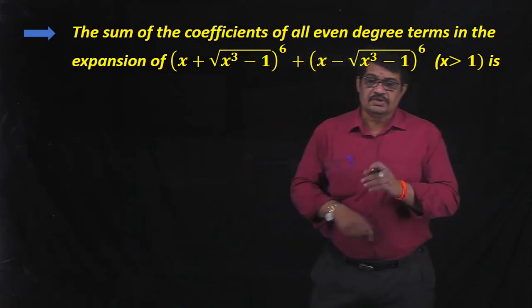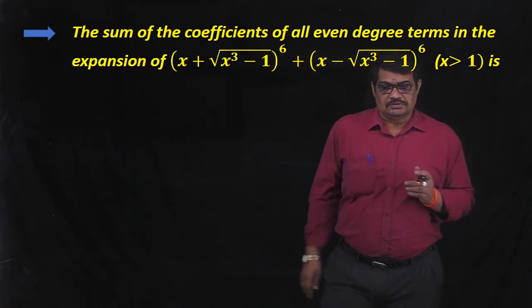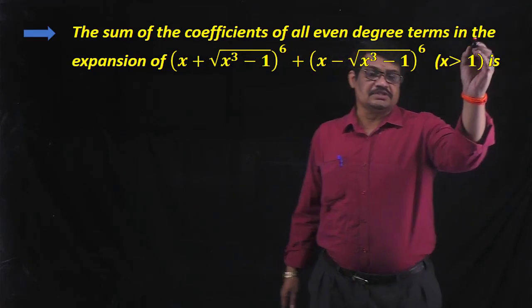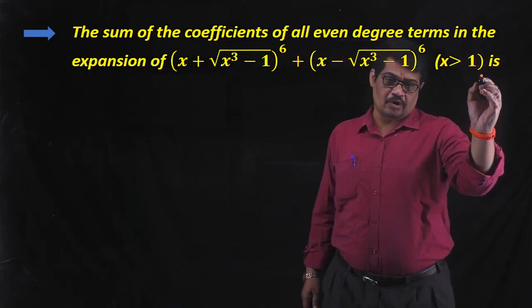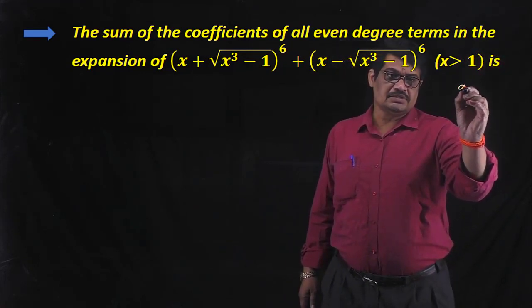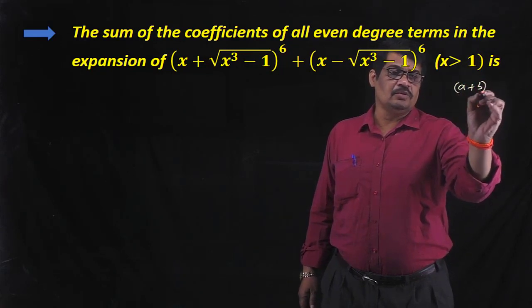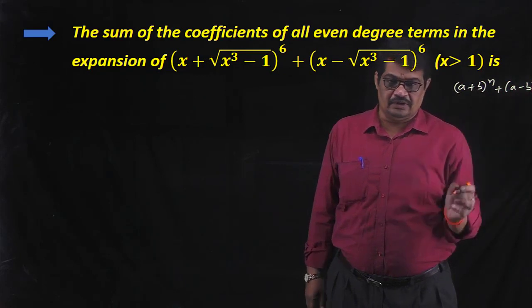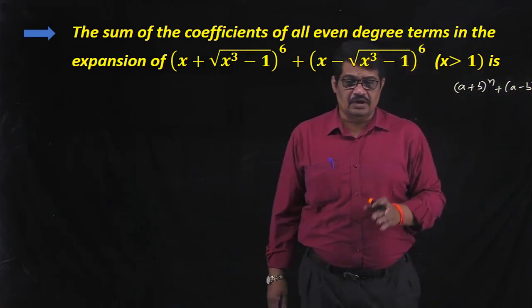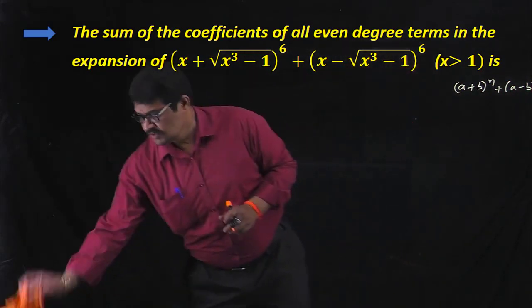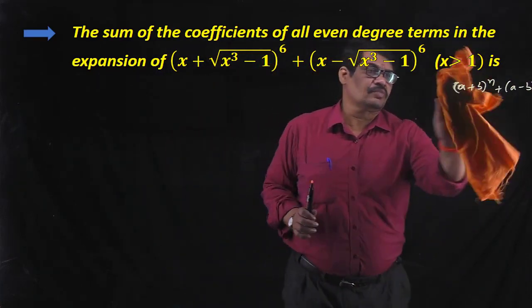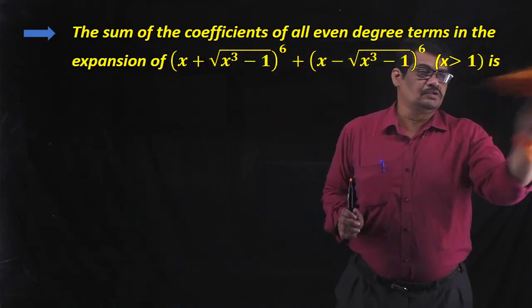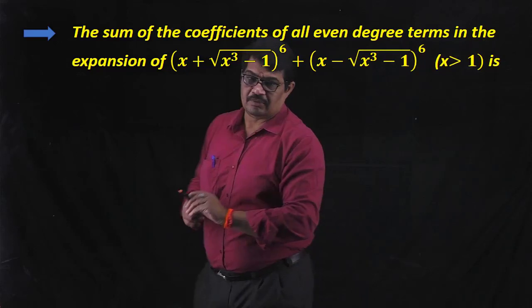So in this problem we know the formula, that is (a plus b) whole power n plus (a minus b) whole power n. So this is the formula we are using here. See the formula here.